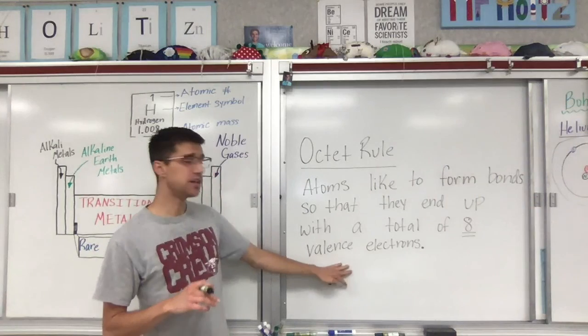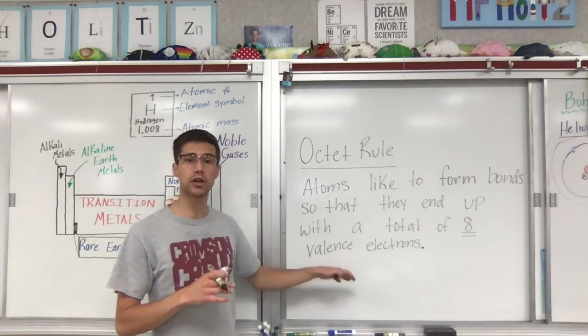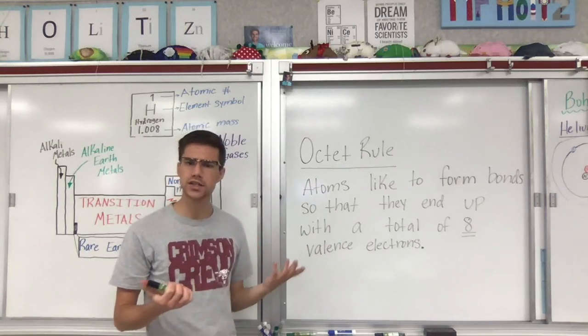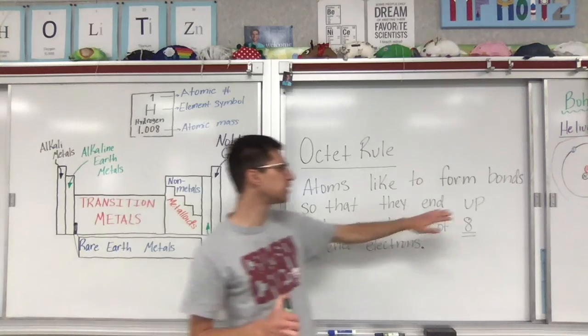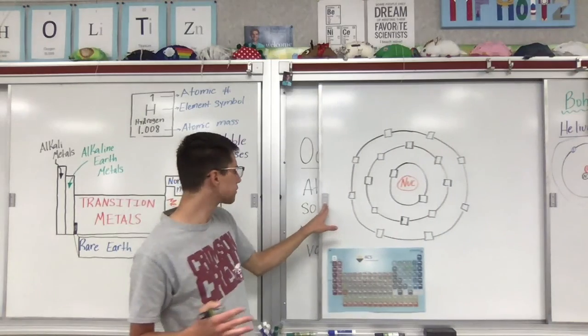So basically, atoms really like to have or end up with a total of 8 electrons in their outermost ring. So why is it 8? Why isn't it another number? Now, there are exceptions to this, but let's talk about why that number is 8. Why is it not something else?